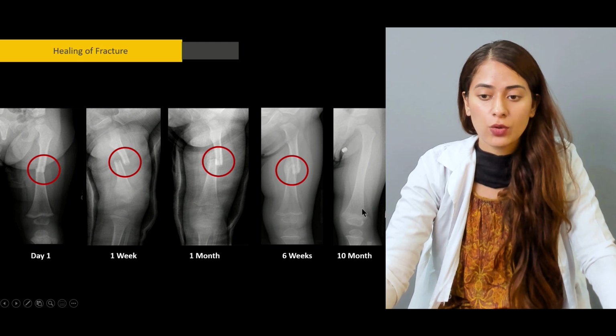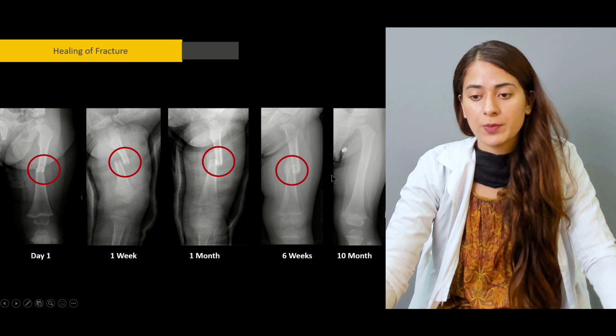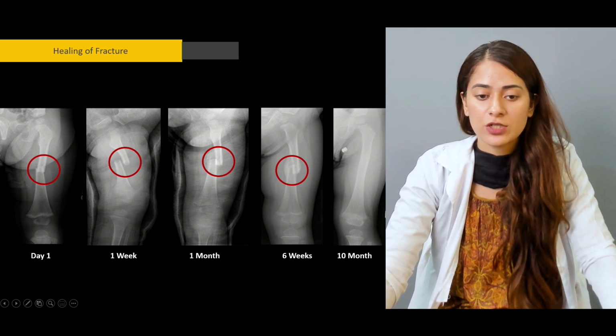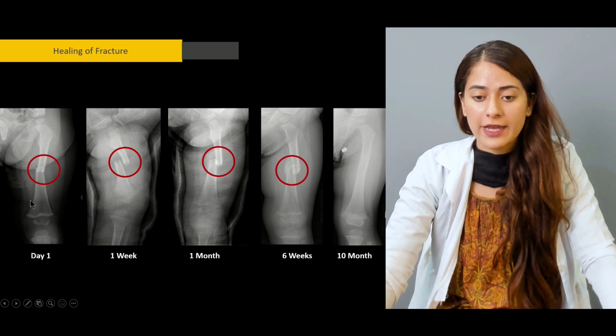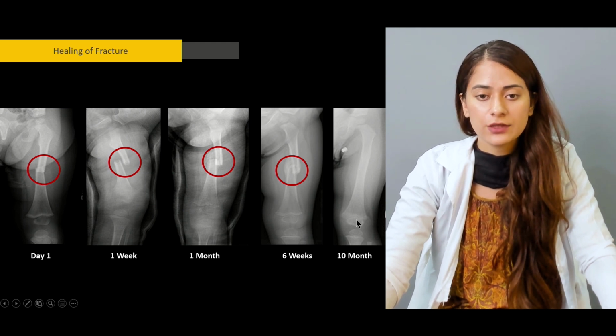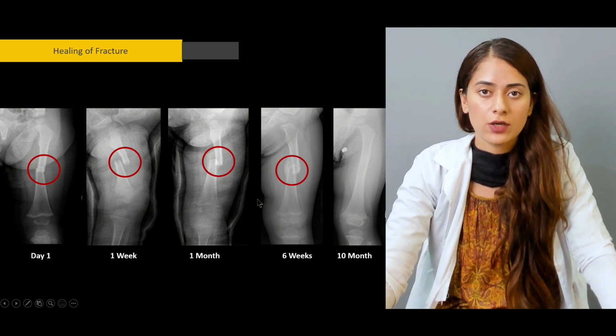So there is no visible disruption in the integrity of the entire bone when the same individual has been X-rayed on different occasions in a time series. After 10 months, the bone has completely healed. So this is how the healing process is visualized on X-ray.